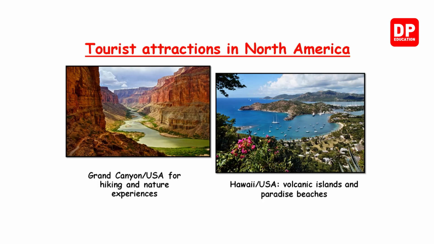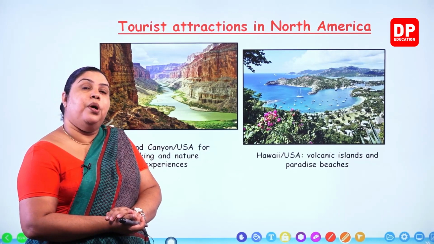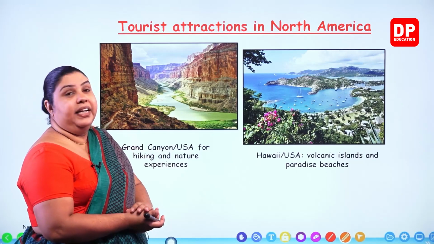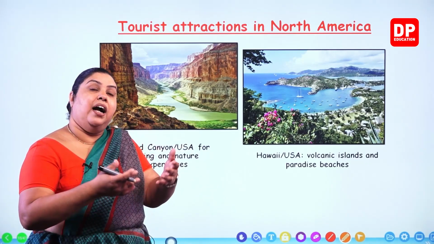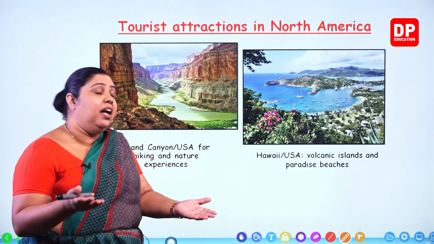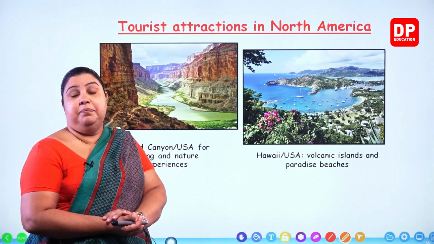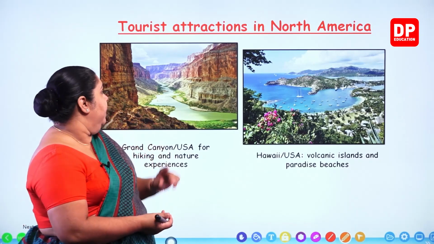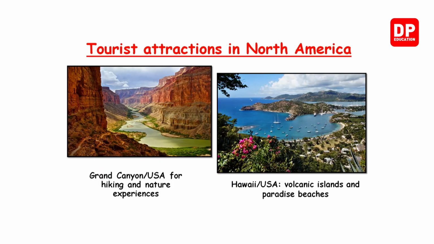Then there are some special places in North America that attract tourists. Tourist attractions in North America. සාමාන්‍යයෙන් අපි උතුරු ඇමරිකාවට ගියාම හුඟ දෙනෙක් බලන්න කැමති tourist ආකර්ෂණය වැඩියෙන් තියෙන තැන් තියෙනවා. So if you go to North America, you can go to these special places and see them. The first one here is the Grand Canyon, USA, for hiking and nature experiences.